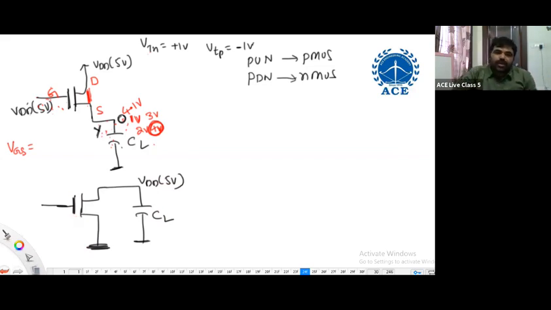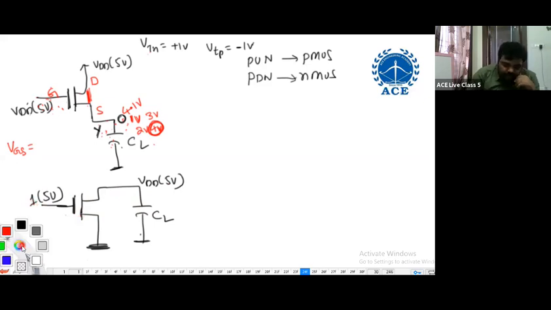I am explaining. To switch on this N channel MOSFET, this gate must be connected to a logic 1, which is 5 volts. Am I right? Logic 1 I am connecting to switch on the N channel MOSFET. Already this output load capacitance was charged to logic 1 because of the previous input condition. Output node was charged to logic 1. Now the N channel MOSFET is used in the discharging path, or pull down network. Then what happens here?